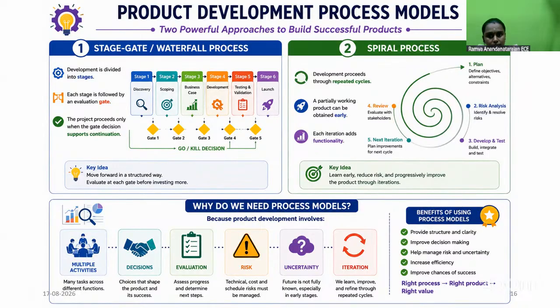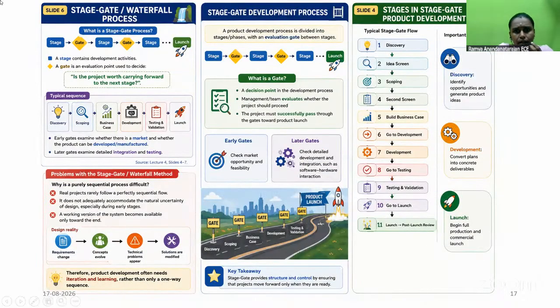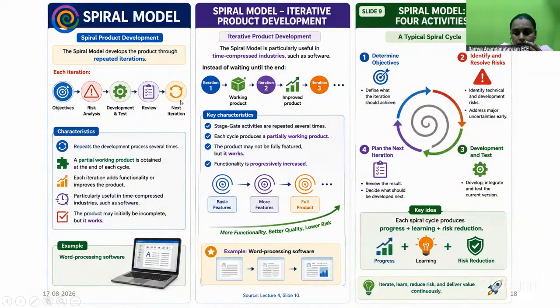So what is the key idea in spiral process? You learn early, reduce the risk and progressively improve the product through iterations. So I think now you have understood what is stage gate process and spiral process. I just wanted to show the stage gate process in detail. The steps are given here.